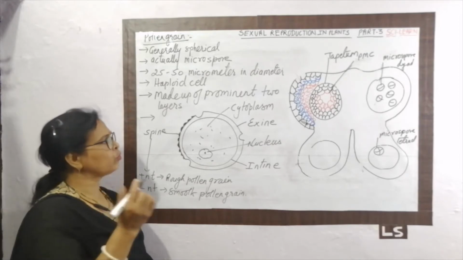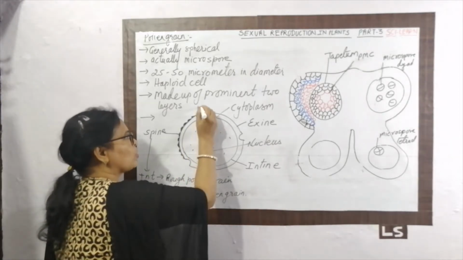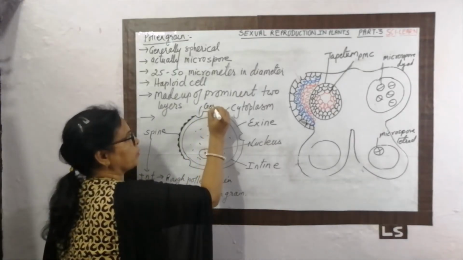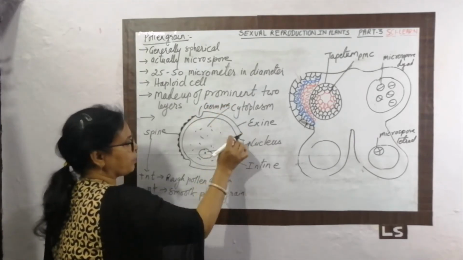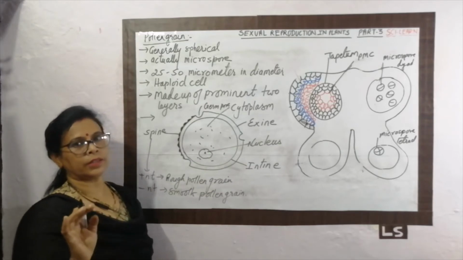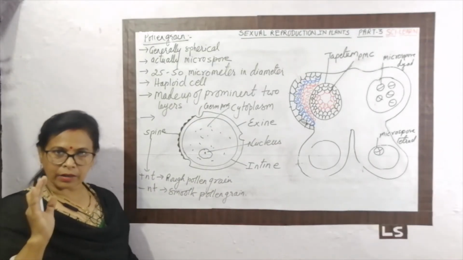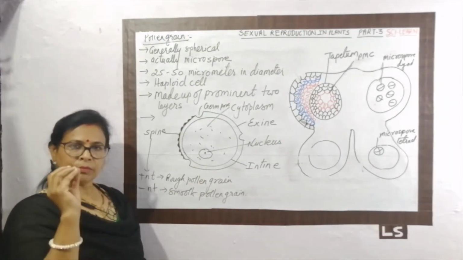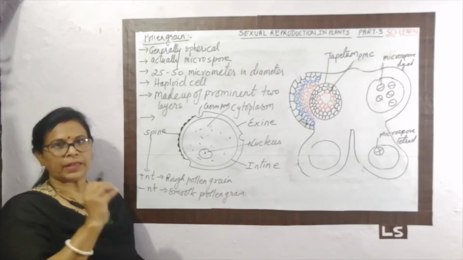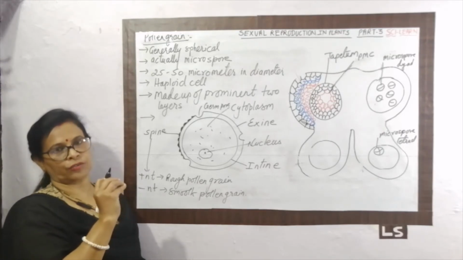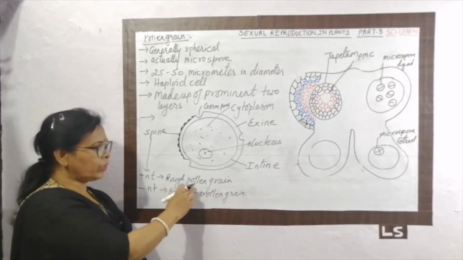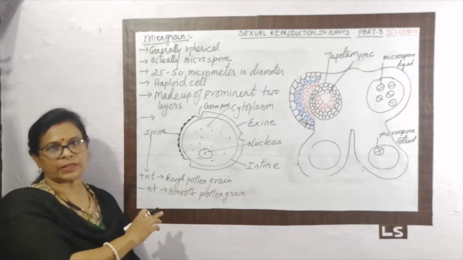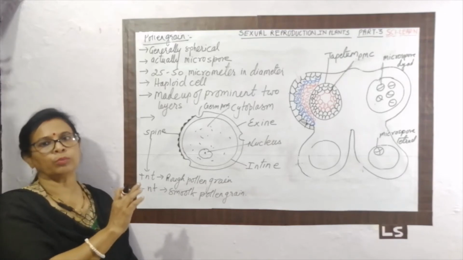In the exine, some grooves are present. That is called the germ pore. Some spines are also present, but that is not a compulsory structure of the pollen. If the spines are present, then it is called the rough pollen grain, and if the spine is absent, then it is called the smooth pollen grain.